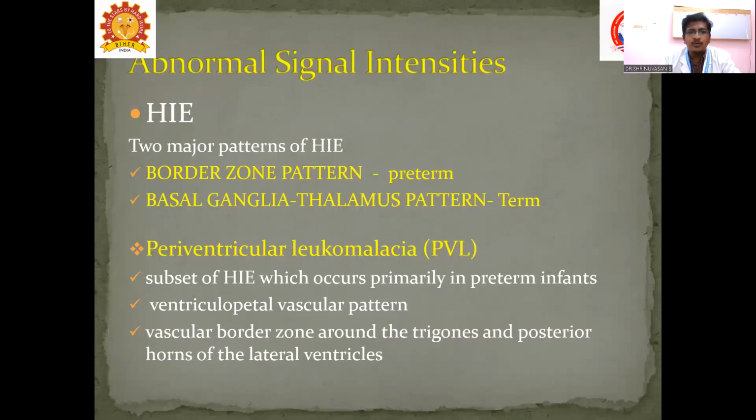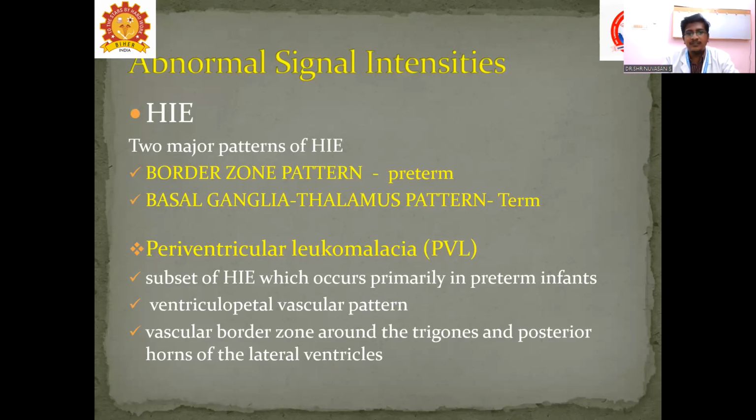So there are two types of hypoxic ischemic encephalopathy. One is the border zone pattern, which is common in preterm babies, that is, vascular watershed areas. The other, where normal signal intensities are absent, is common in term babies, that is the basal ganglia thalamus pattern of term hypoxic ischemic encephalopathy.